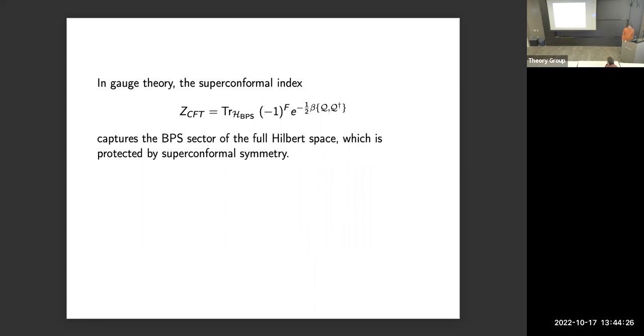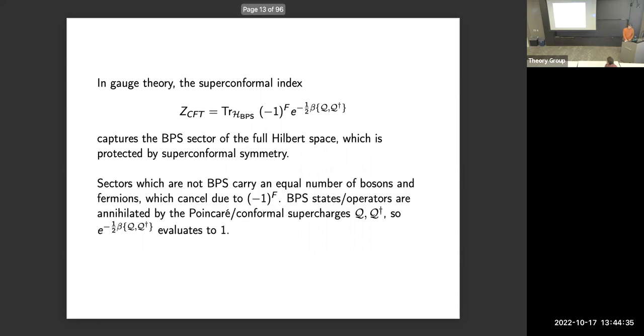In gauge theory, the superconformal index captures the BPS sector of the full Hilbert space, which is protected by superconformal symmetry. And sectors which are not BPS carry an equal number of bosons and fermions, which cancel due to (-1)^F. So BPS states and operators are annihilated by Q and Q dagger, which are Poincare and conformal supercharges. So the exponential factor evaluates to 1.